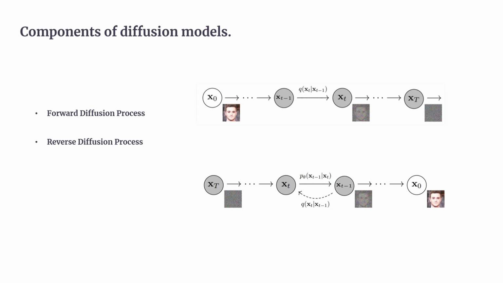2. Inputs and outputs. The neural network takes 2 inputs, the noisy data x sub t and the time step t. It then predicts the noise that was added during the forward process. 3. Denoising. The network subtracts this predicted noise from the data, gradually denoising it step by step until it recovers the original data or generates new realistic data.